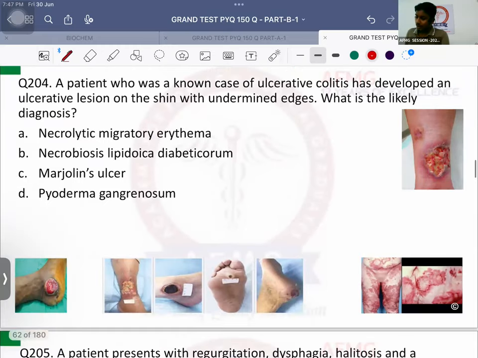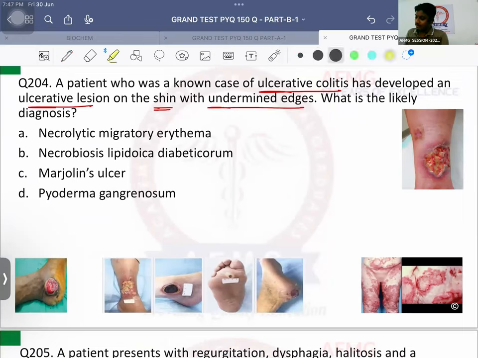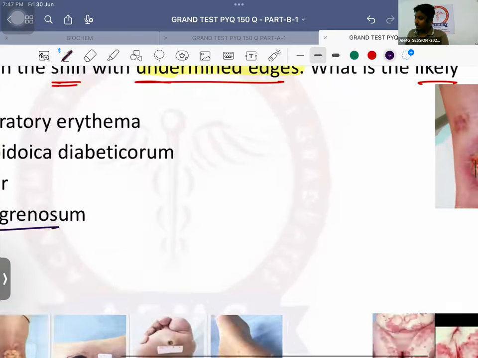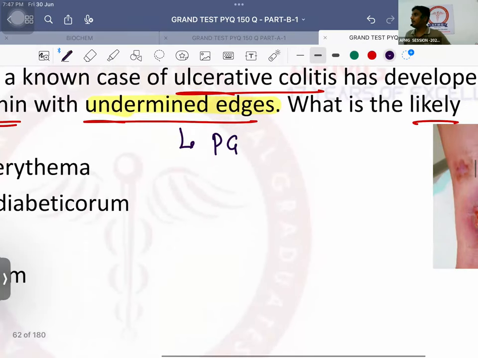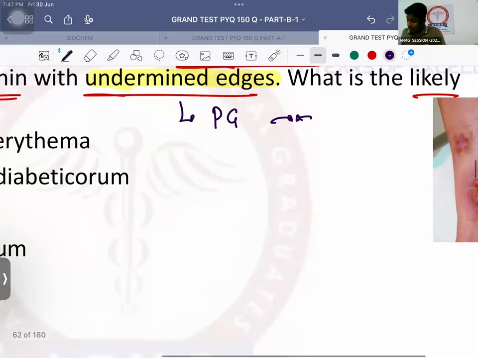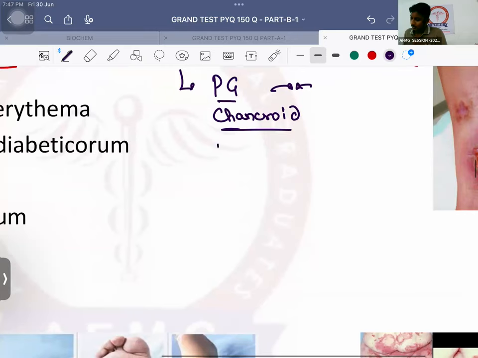Question number 204. A patient who was a known case of ulcerative colitis has developed an ulcerative lesion on the shin with undermined edges. What is the likely diagnosis? Well done, it is a case of pyoderma gangrenosum. Three ulcers with undermined edges. First, pyoderma gangrenosum. Undermined means inward edges. Second, chancroid, painful genital ulcer and painful lymphadenopathy. Third, tubercular ulcer. Very good, tubercular ulcer. These are the three ulcers with undermined edges.